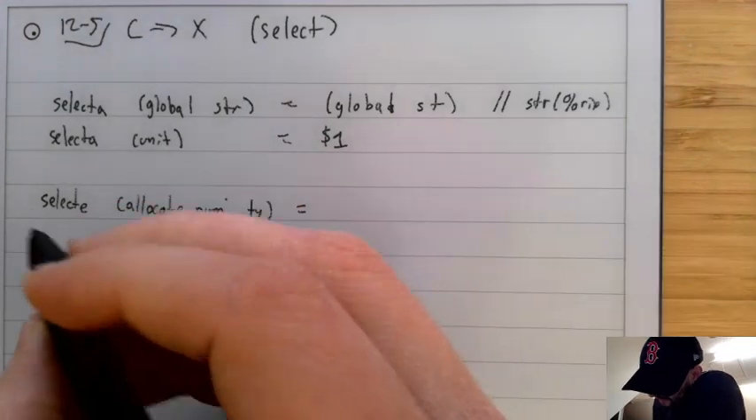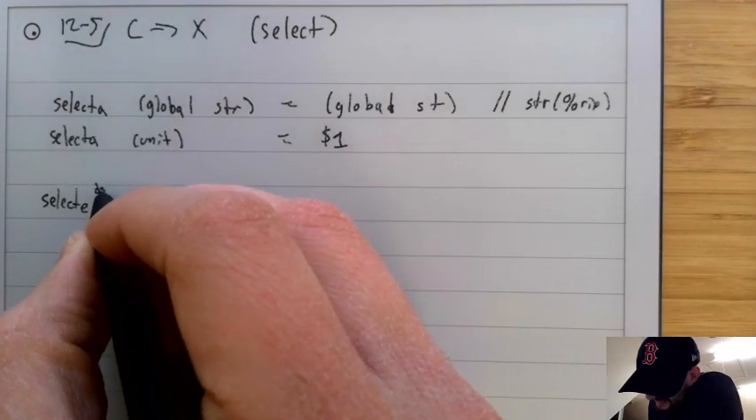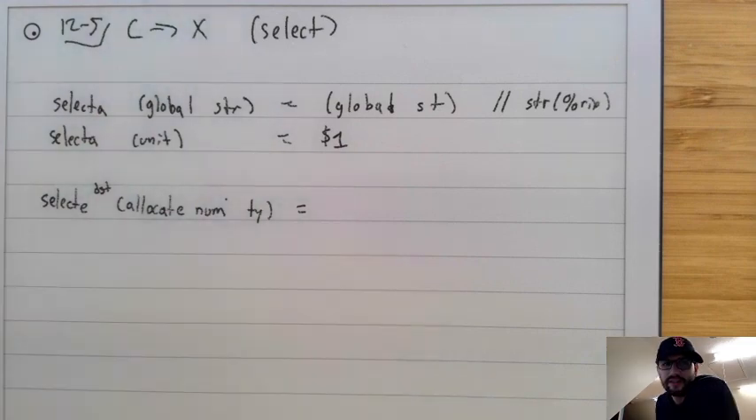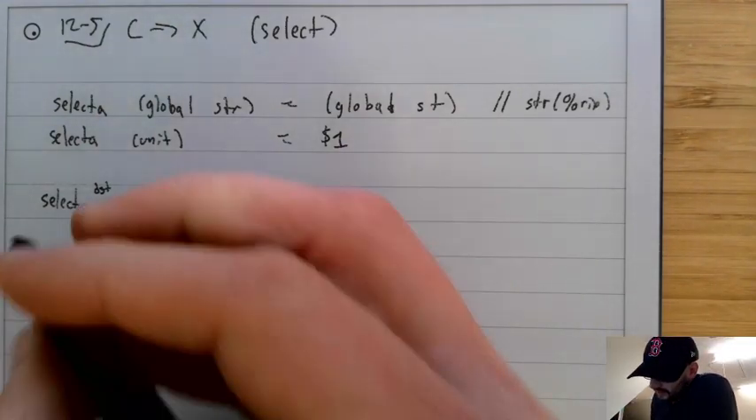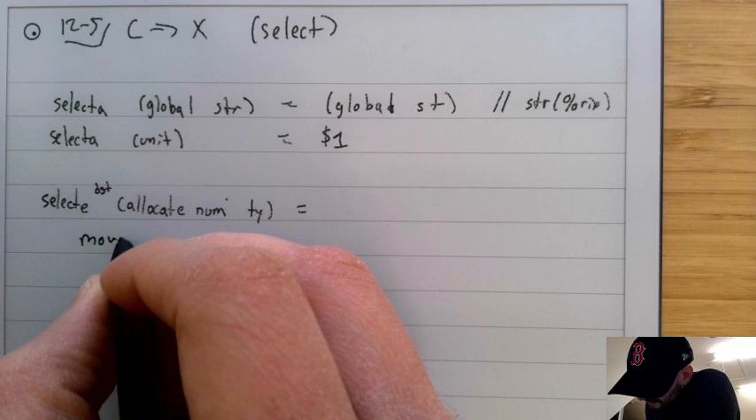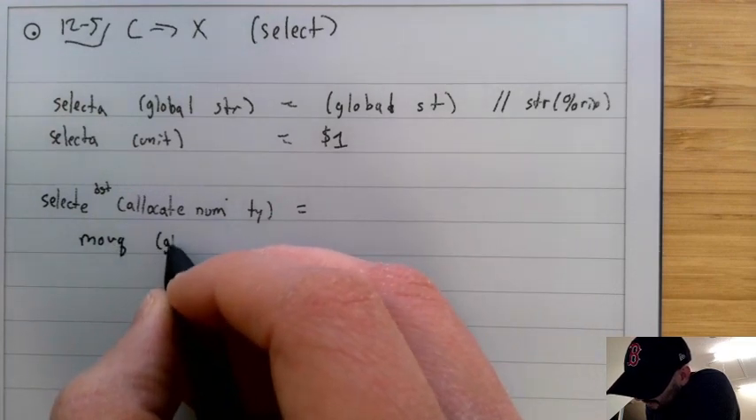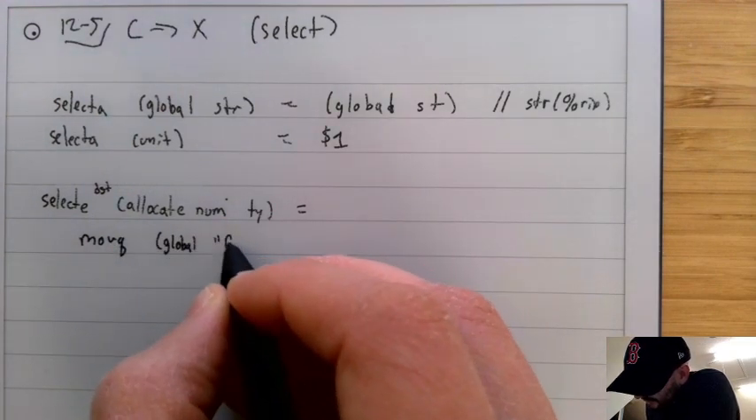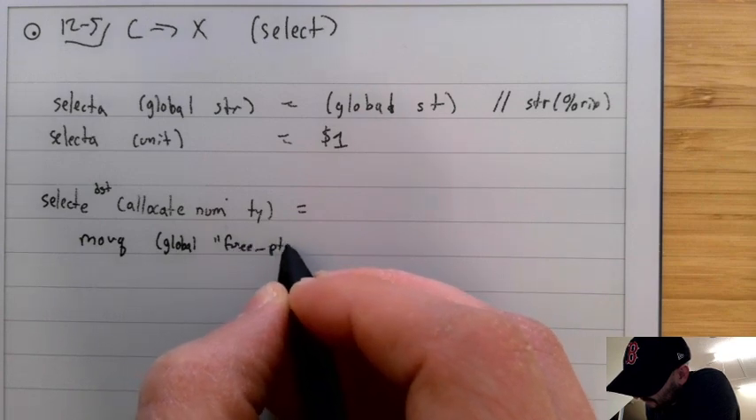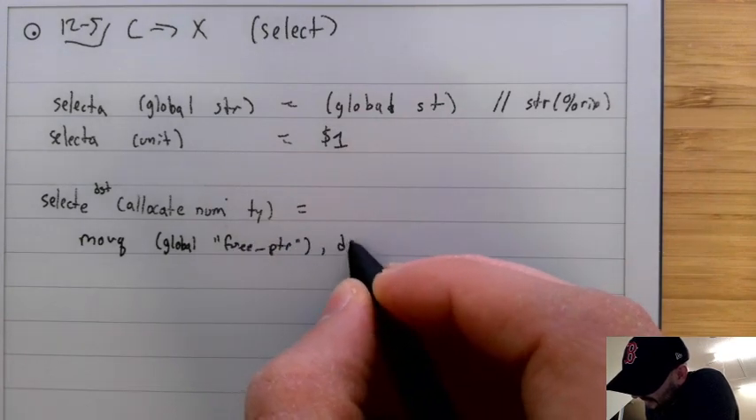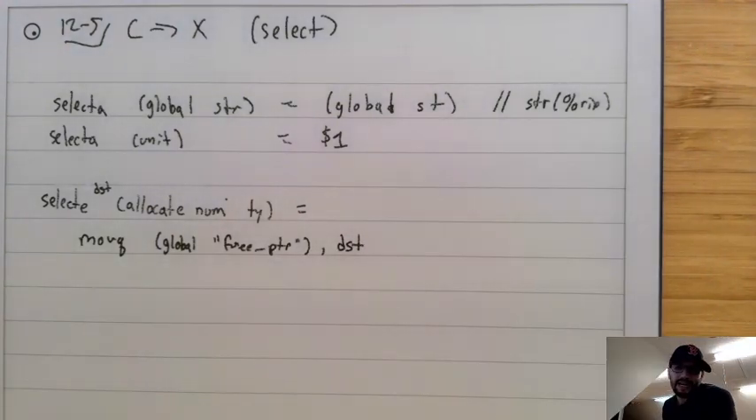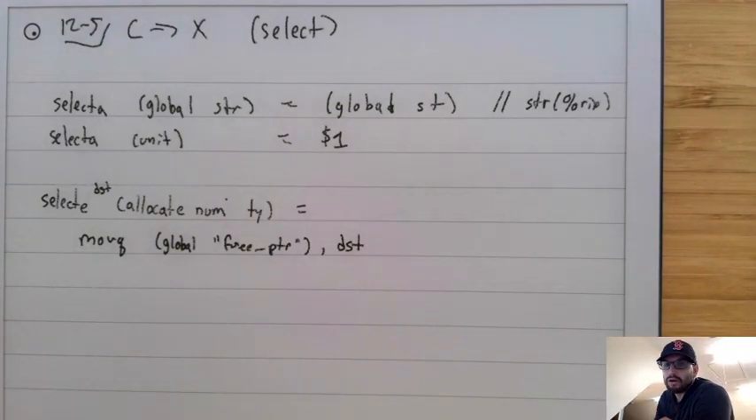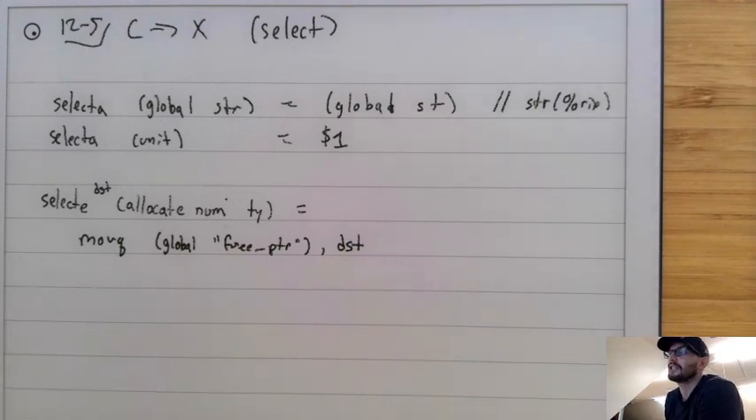So here's what we're going to do. Oh, by the way, remember select E takes a destination that is going to put the result of this expression in. So here's what we're going to do. We're going to move Q, the global free pointer, into the destination, because we're going to take over that address. We already checked, by the way, that address has enough space, because that was what expose allocations did.